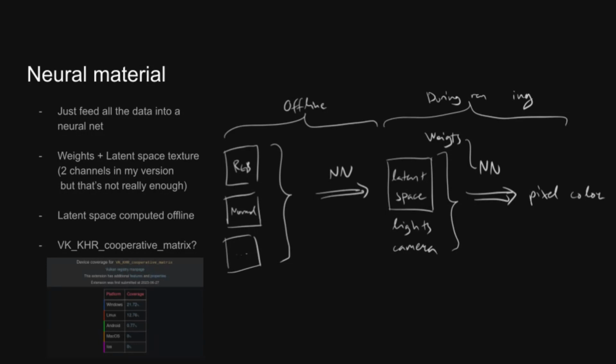To generate the latent space, we also have a second neural net that encodes the regular textures and how our shader works into the latent space texture. But that neural net only runs offline before we start the actual rendering. To do this performantly, I think you actually want an upcoming extension called Cooperative Matrix, but the support for that one is kind of bad right now, and you can literally just do a neural net in a regular shader, so that's what I did.